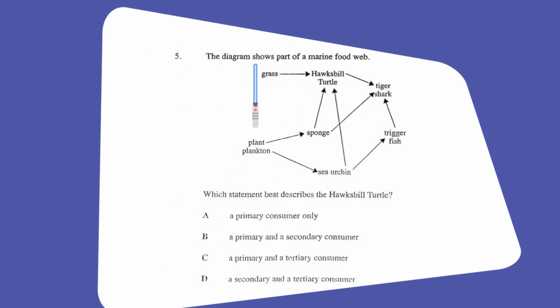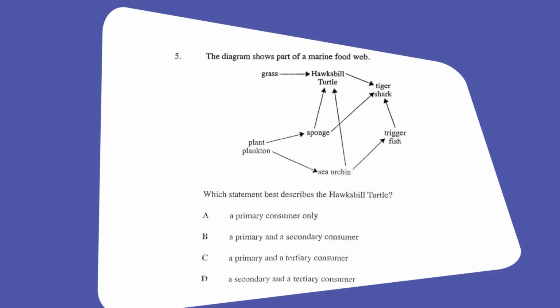Question 5 says the diagram shows a part of a marine food web. Which statement best describes the hawksbill turtle? A, a primary consumer only. B, a primary and a secondary consumer. C, a primary and a tertiary consumer. D, a secondary and a tertiary consumer.